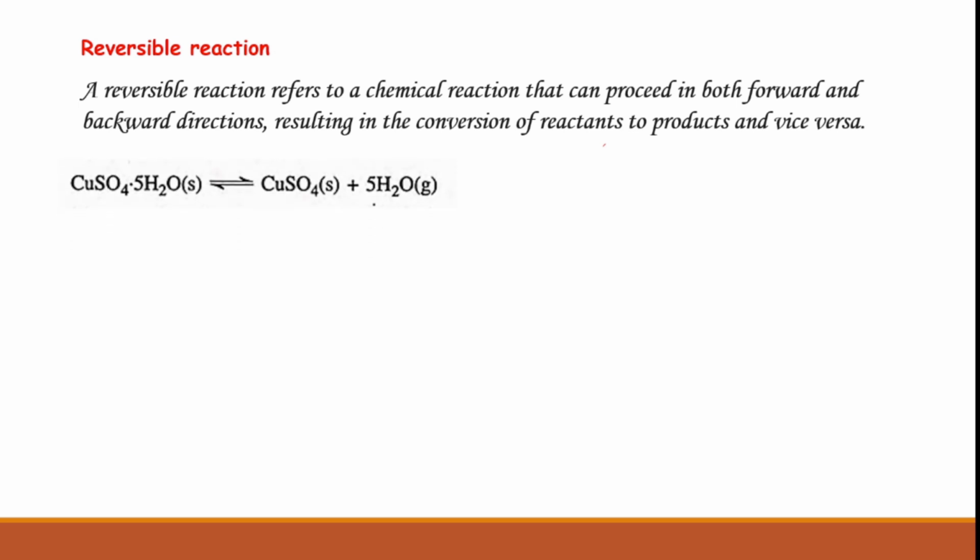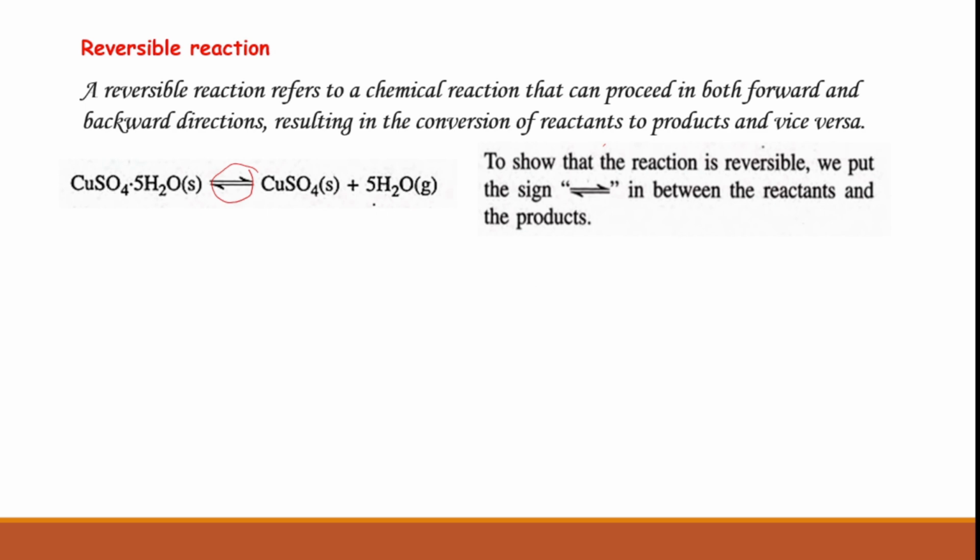Here is an example. You can see that a reversible reaction is represented like this, not full arrow, half partial arrow in both the direction, forward as well as reverse direction. Copper sulfate pentahydrate, CuSO4·5H2O, 5H2O is the water of crystallization. It undergoes to become copper sulfate and water. Again this copper sulfate and water will react together to give back copper sulfate dot 5H2O. So this is how we represent a reversible reaction. To show that the reaction is reversible, we put the sign, this one, in between the reactants and the products. If you find this sign, it means that the reaction is reversible.